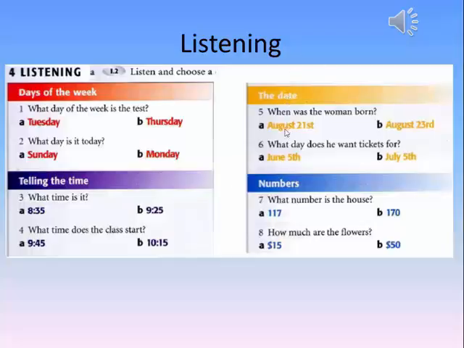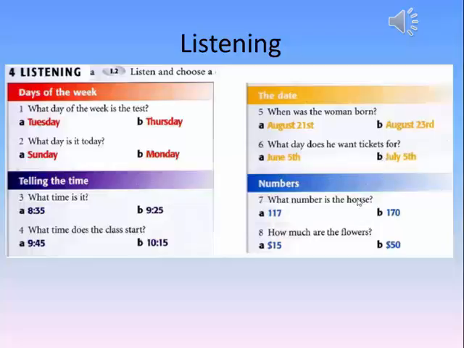The date. Notice that we want to know when was the woman born, and the only difference are these two numbers, here and here. You need to listen carefully. What day does he want tickets for? Notice that the difference is the month. Be careful when you listen to the month.